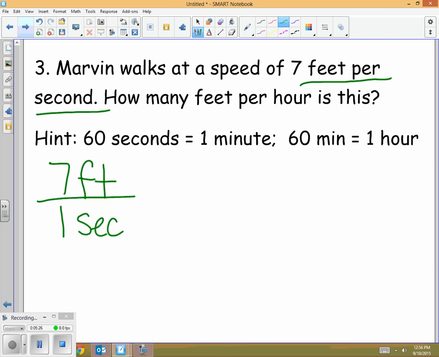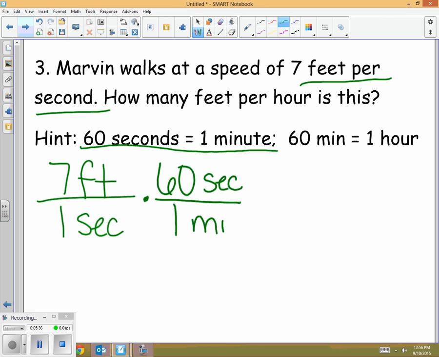Well, there are a few hints. First of all, 60 seconds is in 1 minute. So I'm going to multiply this across 60 seconds in 1 minute. My next hint is that there are 60 minutes in 1 hour. So I'm going to show it as a unit ratio, 60 minutes in 1 hour.